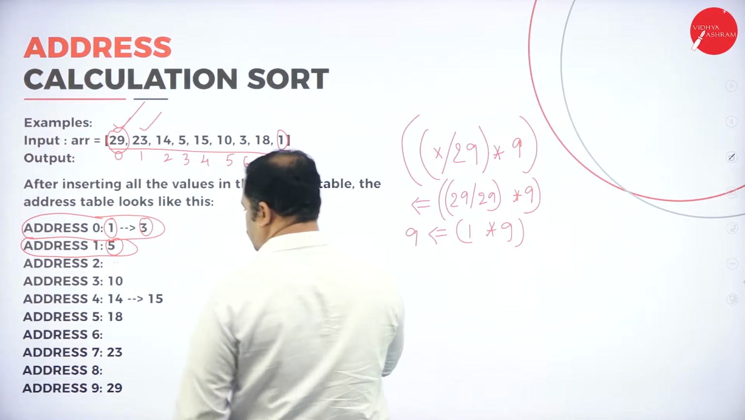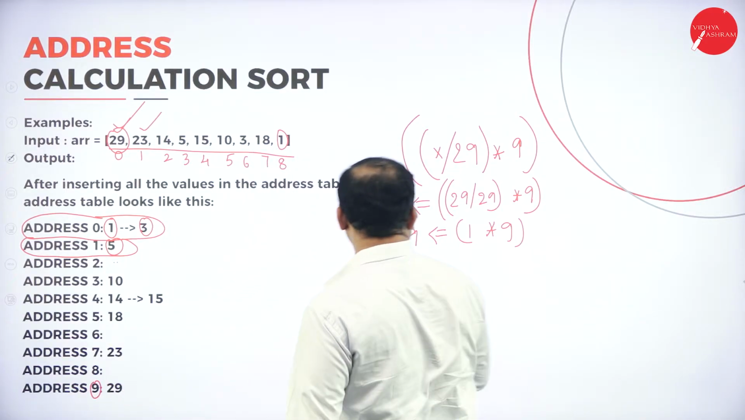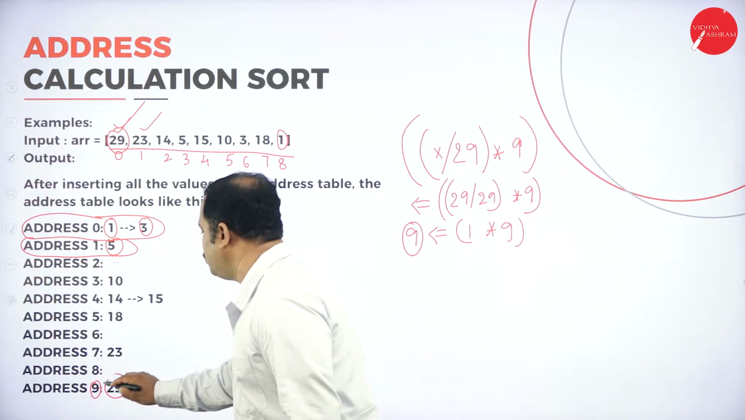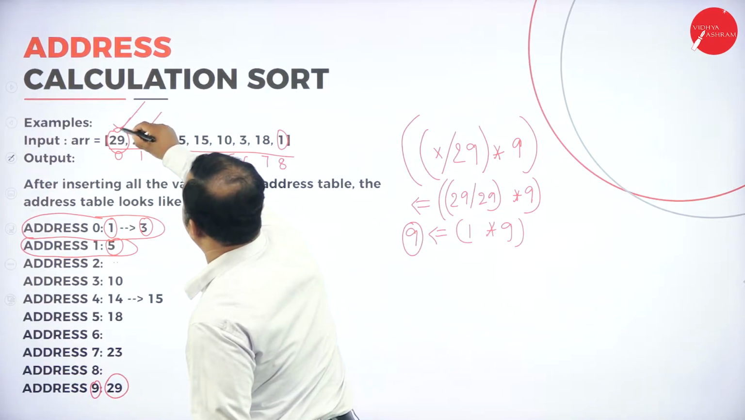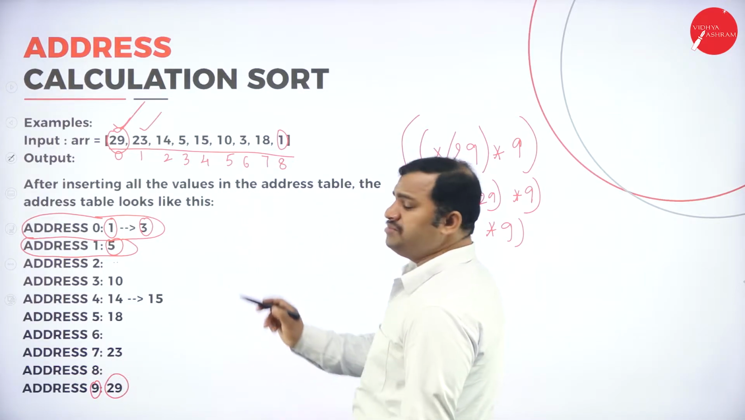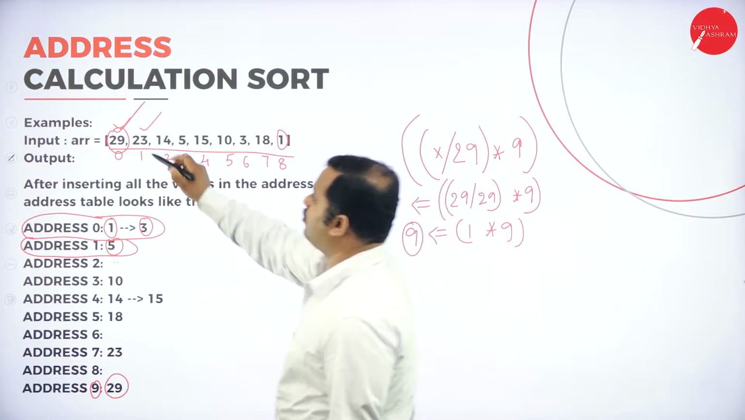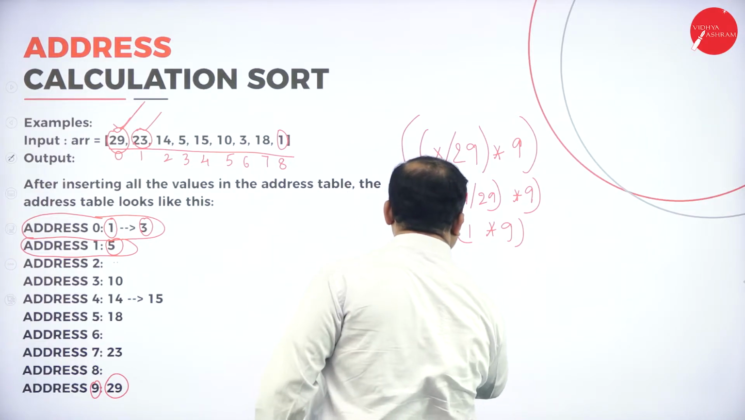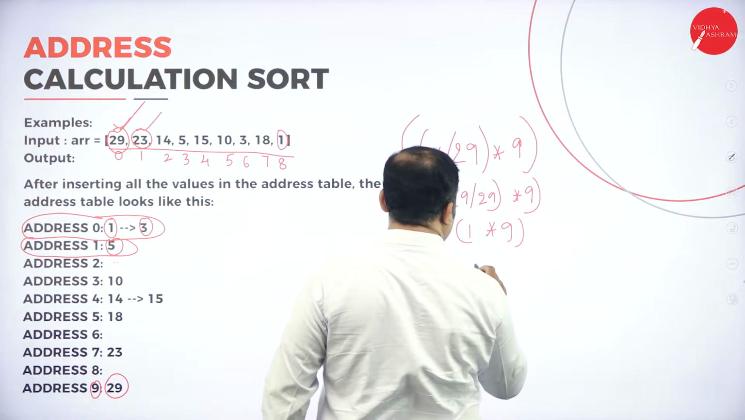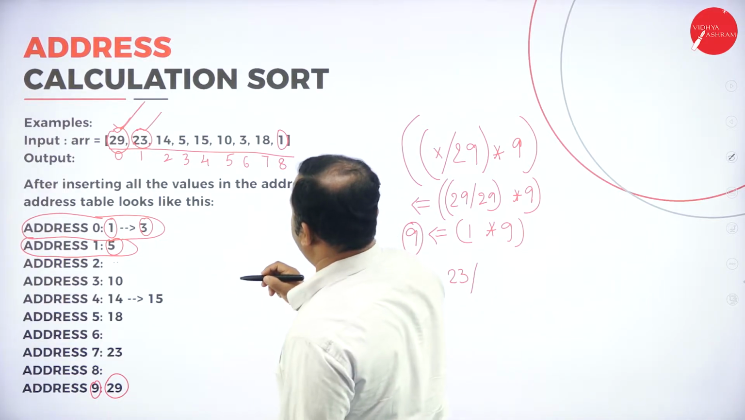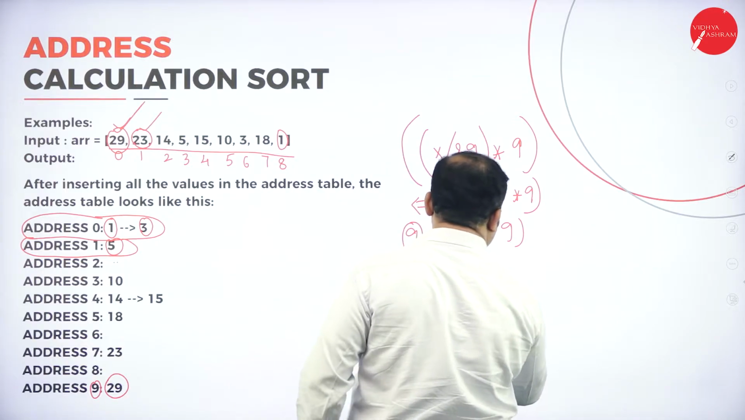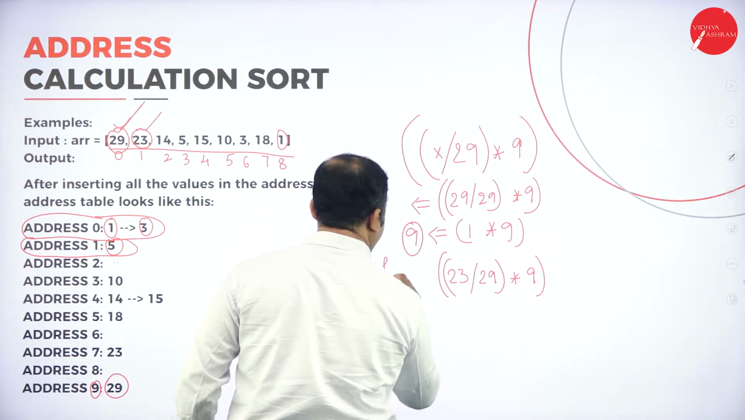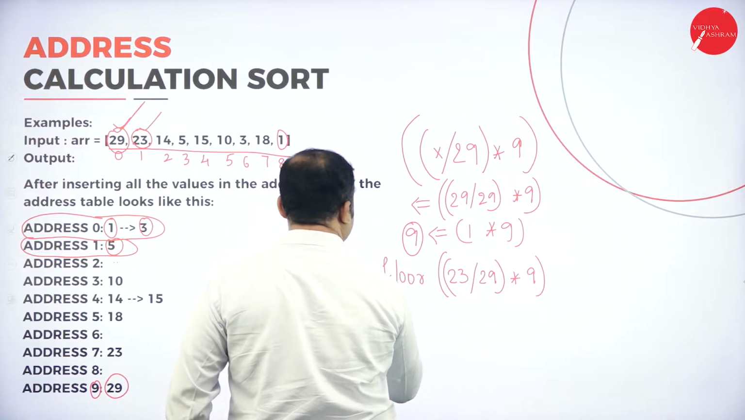That has to be placed in which position? 9th position. So the hash value, address table 9, contains the value 29. So this value 29 is stored in 9th location. Similarly, which is the next value available here? 23. So if I want to calculate the value for 23, 23 divided by the maximum value, that is 29 star 9, the floor of this is considered and assigned to that.